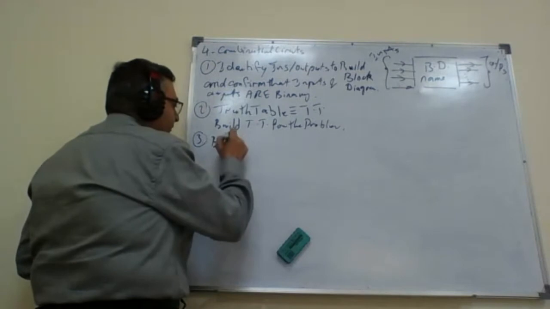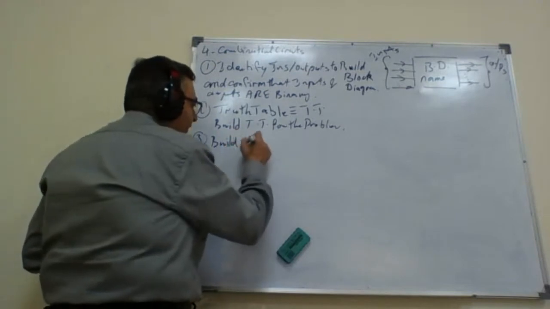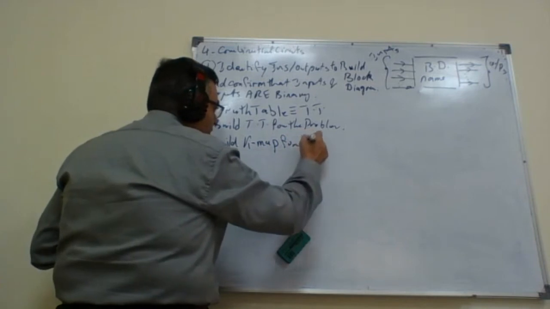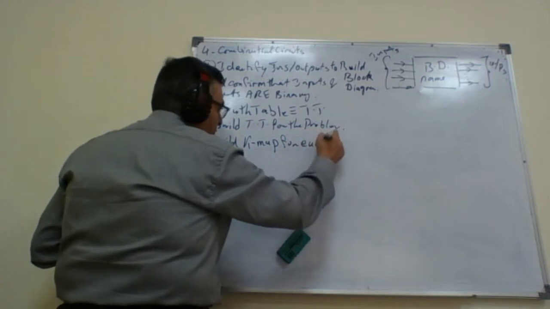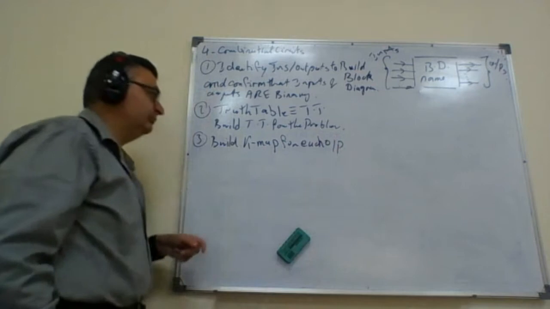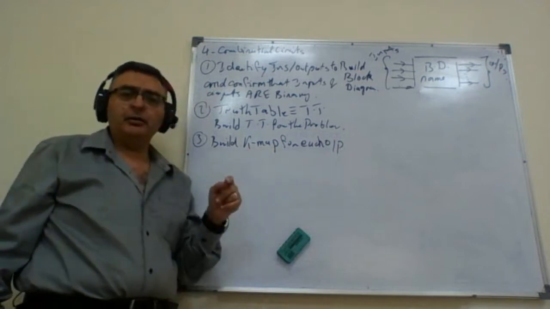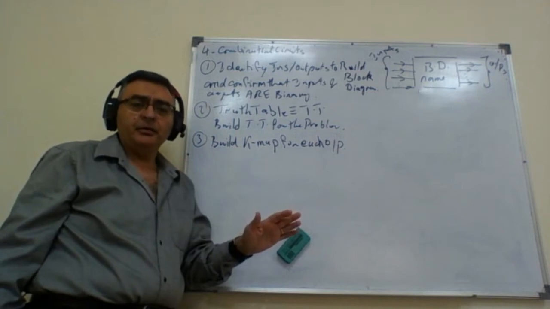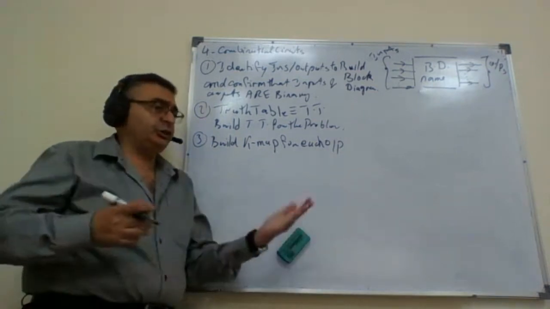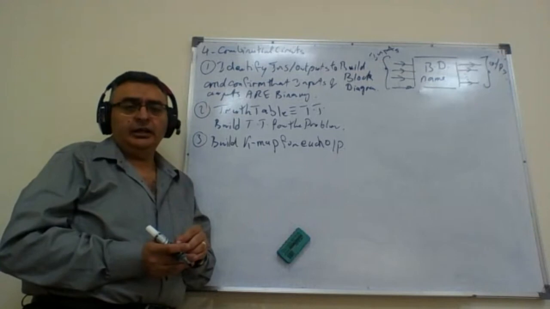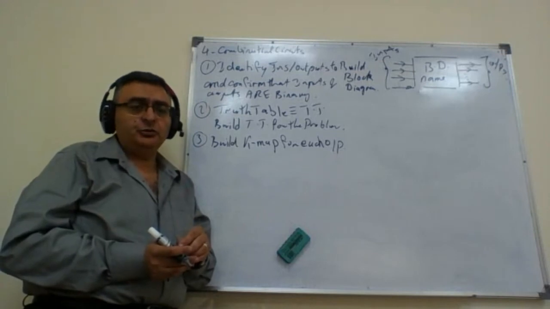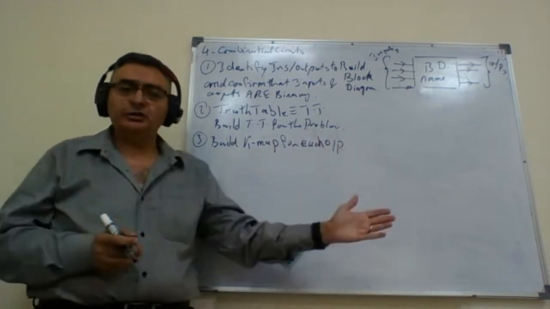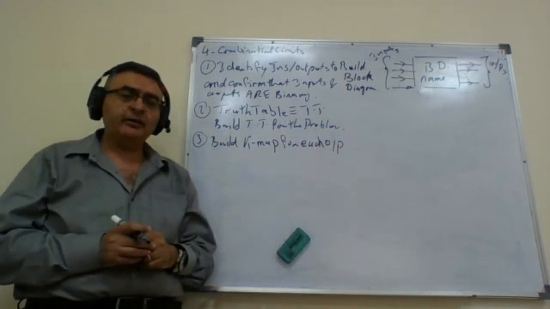You can build a K-map for each output. For each output, I build a K-map and simplify using the K-map. If the question particularly indicates that you have to use two-level NAND, that means I will simplify using SOP simplification, gathering the ones.